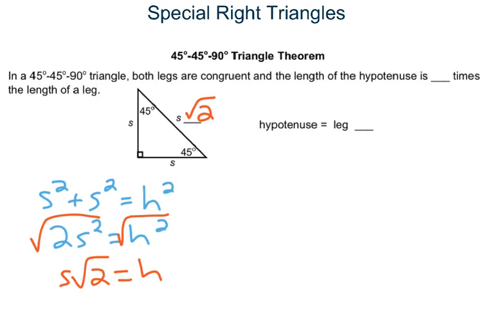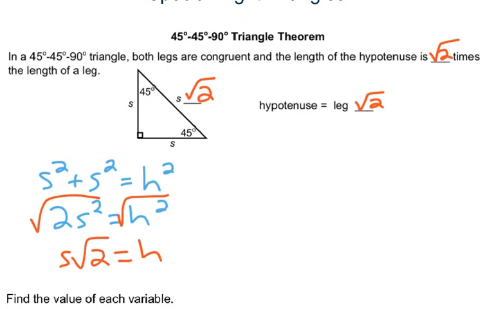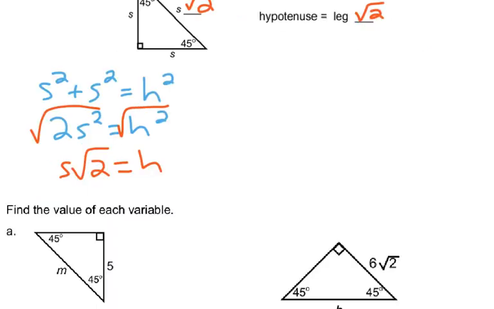So again, with our theorem, both legs are congruent, and the length of the hypotenuse is root 2 times the length of a leg. So this is our formula we're going to use: the hypotenuse is equal to the leg times the square root of 2. That makes these problems quite easy if you know the side lengths, because you multiply it by root 2 to find the hypotenuse.